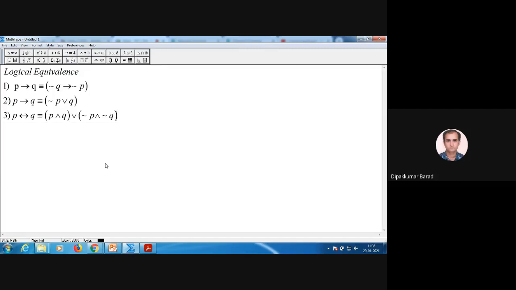Now we are going to discuss the duality law. Duality law means the formulas of the statements P and P star are said to be dual of each other if either one can be obtained by replacing and by or, or or by and.